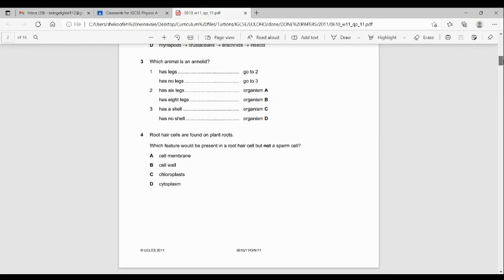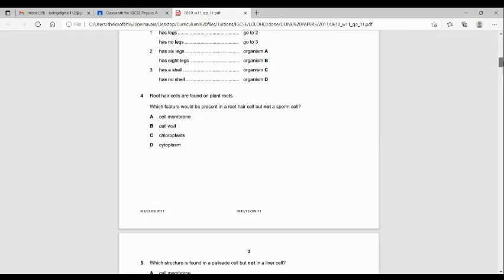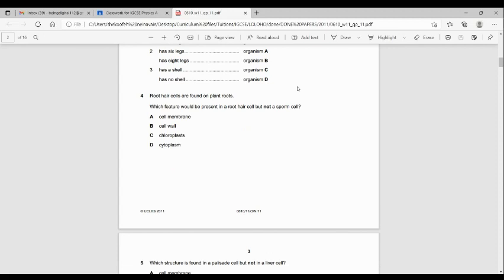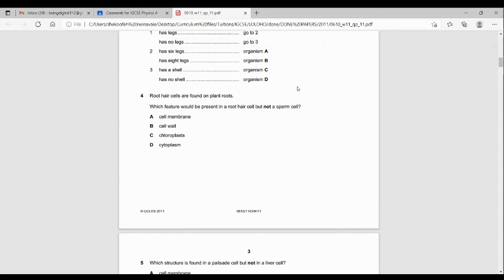Well, we go to question number 4. Root hair cells are formed on plant roots. Which feature would be present in a root hair cell but not in a sperm cell? So first of all, a root hair cell is an actual example of a plant cell. A sperm cell is an example of an animal cell. So it means that we want to compare a plant cell with an animal cell.